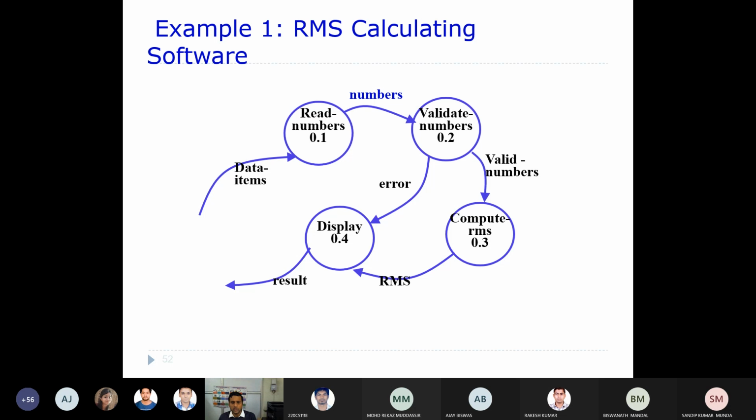Ultimately, the display function gives the output to the external entities, right? So the previous function is decomposed into this many functions. At this level, you have these many functions. Now in the next level, what we try to do is decompose further the compute RMS, point 3 function. This will be decomposed further in the next slide. That will be level 2.